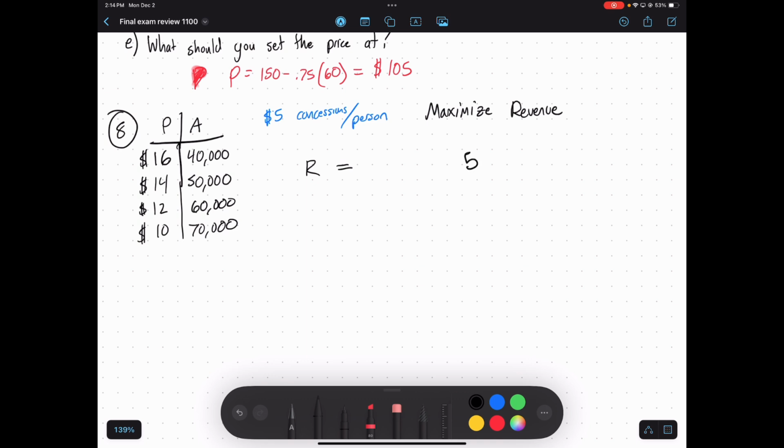Yeah, it's just 5 times X. Or A. We'll stick with X, where X represents attendance. Okay, so there's my concessions revenue. What about ticket sales? How do you calculate ticket sales revenue?